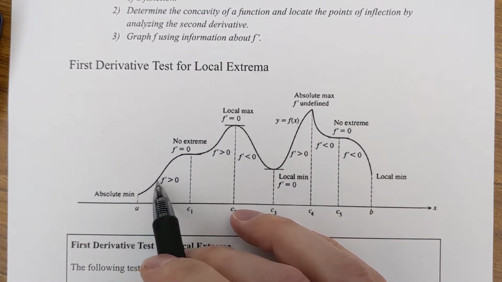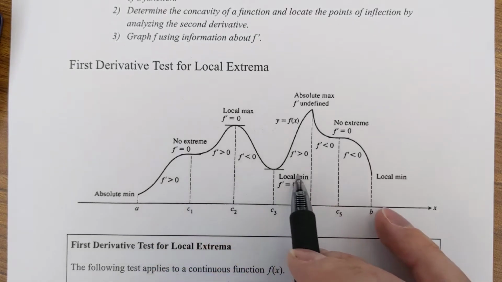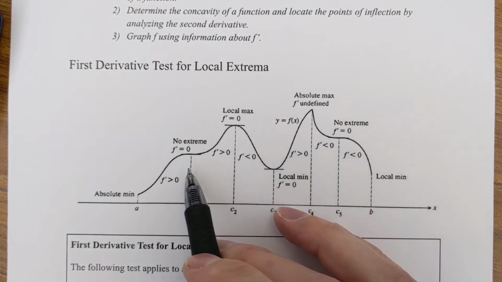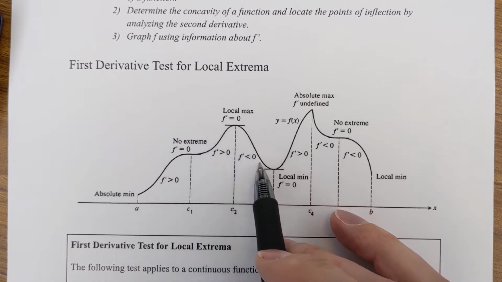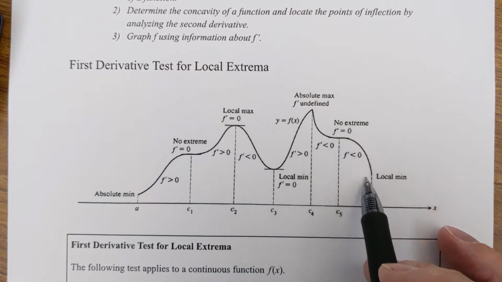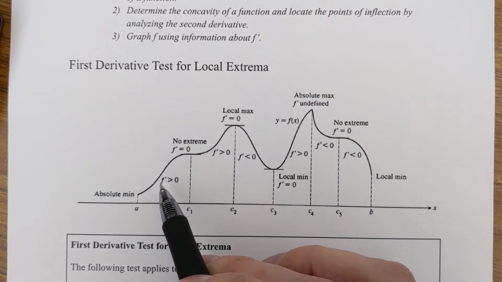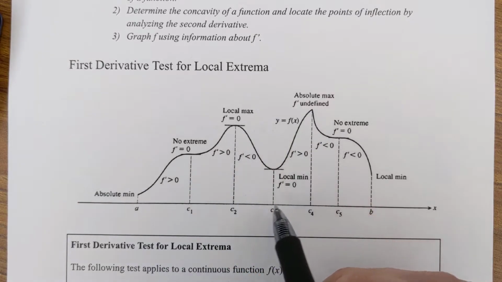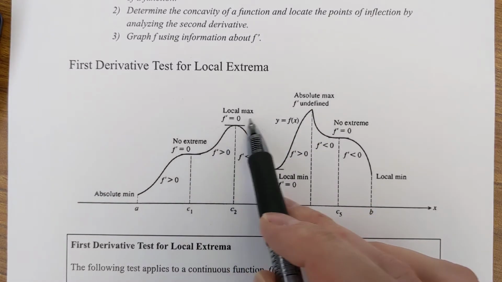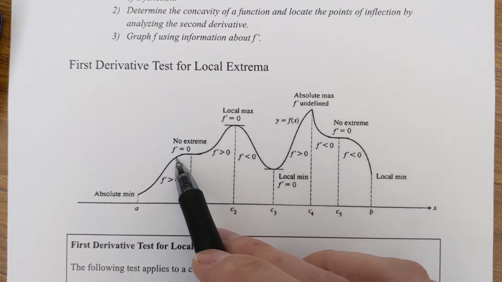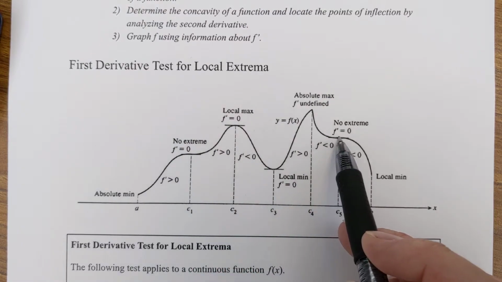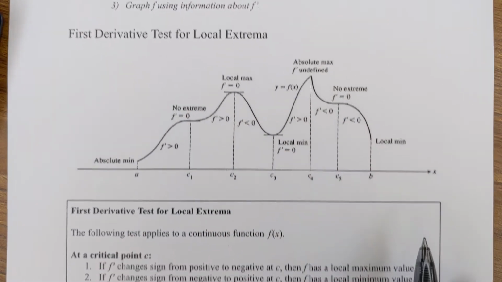If you notice any place the graph is rising, we have positive derivatives. And any place the graph is falling, so there and there and there, we have negative derivatives. And at any maximums, we have either zero derivative or undefined. We also have these points here called shelves, where the derivative is zero as well.